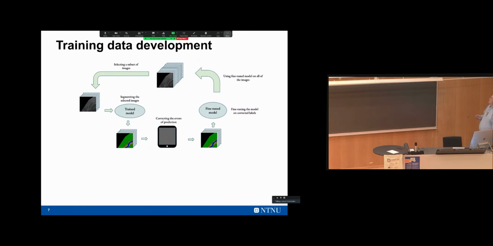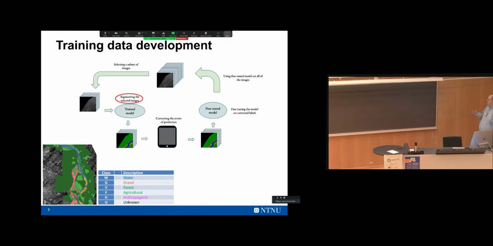Yeah, so we have a process here where we have the images, then we select a subset, and we segmented the images. The first segmentation was done manually. Then we trained the network. We ran a set of predictions, and we took these predictions and further corrected them to get them perfect. And then we use this to retrain the neural network to fine-tune the output.